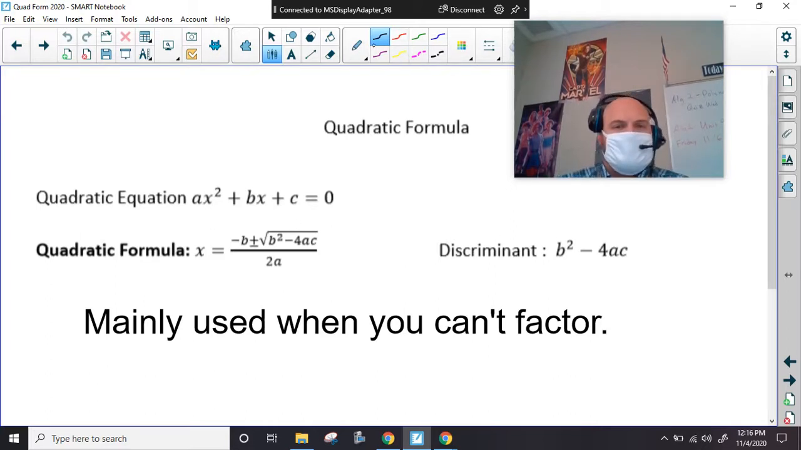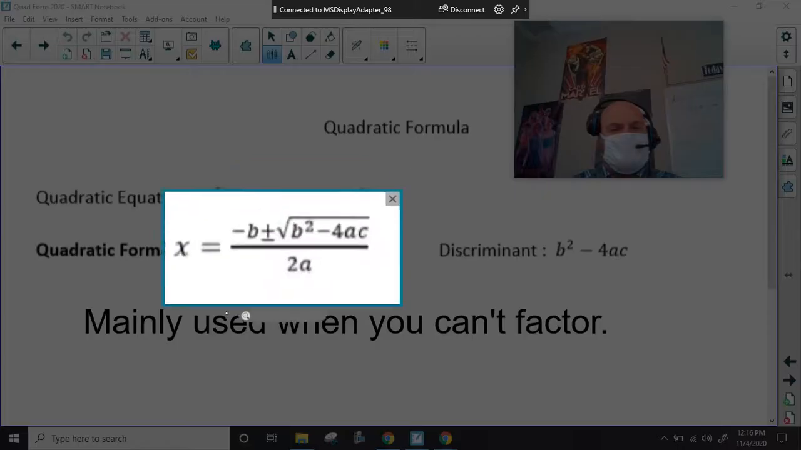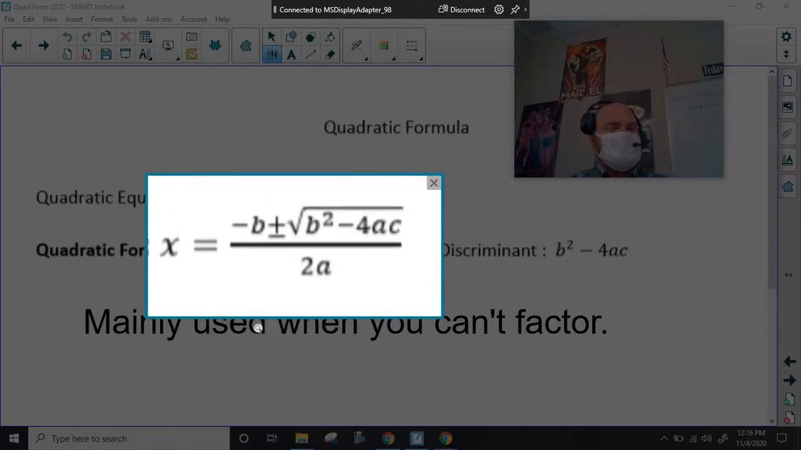Now, this whole thing right here is our quadratic formula. Okay, so it's kind of confusing at first, but literally it's a plug and chug. And I'll step through this step by step for y'all to do.